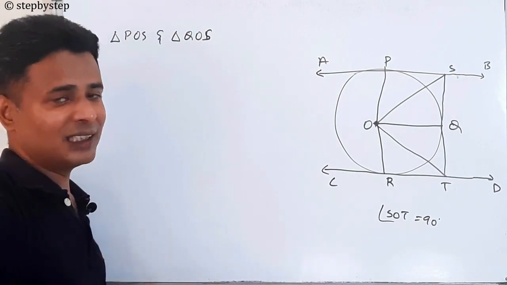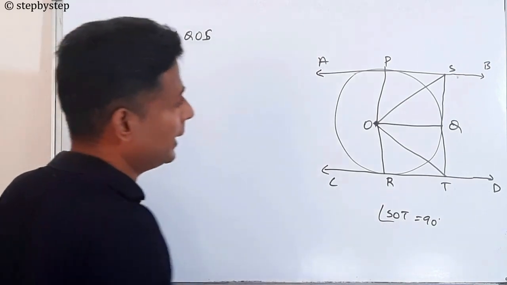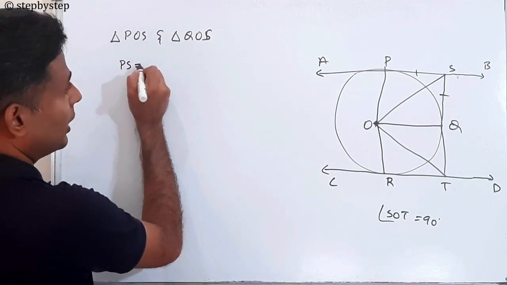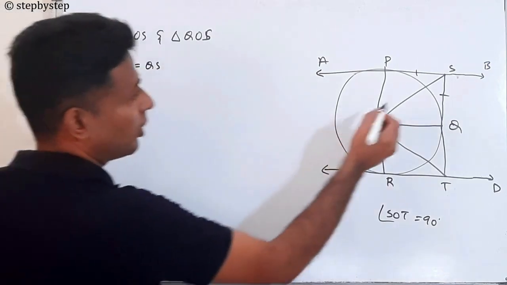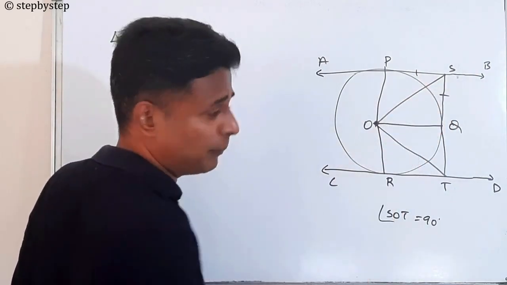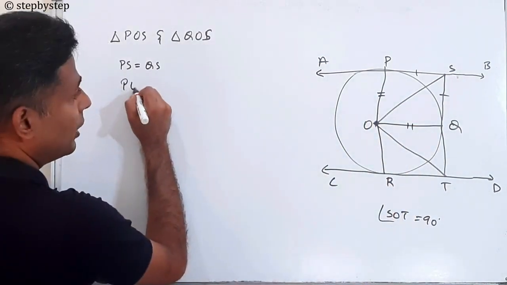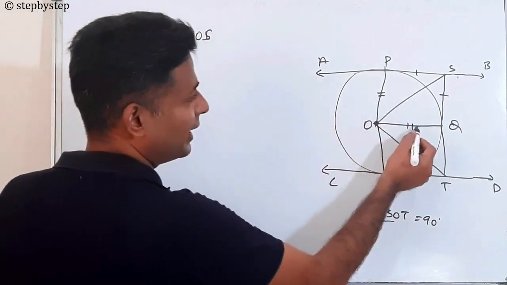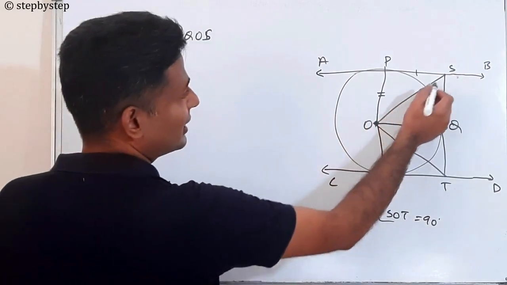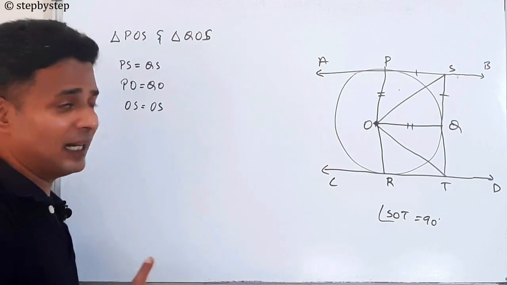Okay guys, in the previous test I just told you it was congruent. You need to show how it is congruent, which I'll show you now. We have this side equal to this side. Why? PS equal to QS, because tangents from the same external point to the circle are equal. We also have PO equal to QO. Why? Because both are radius of the circle. And we have OS equal to OS, this is common. Hence these two triangles are congruent by SSS congruency.